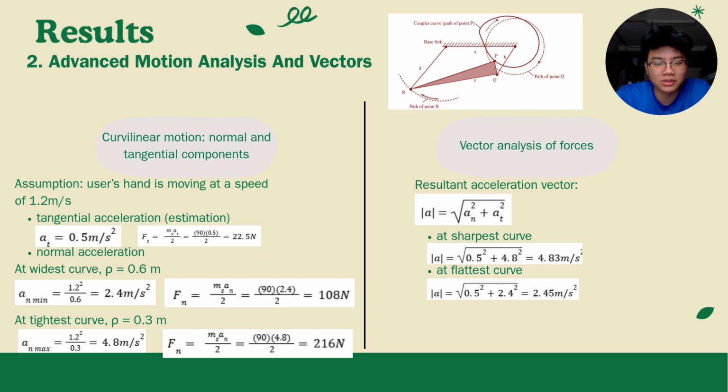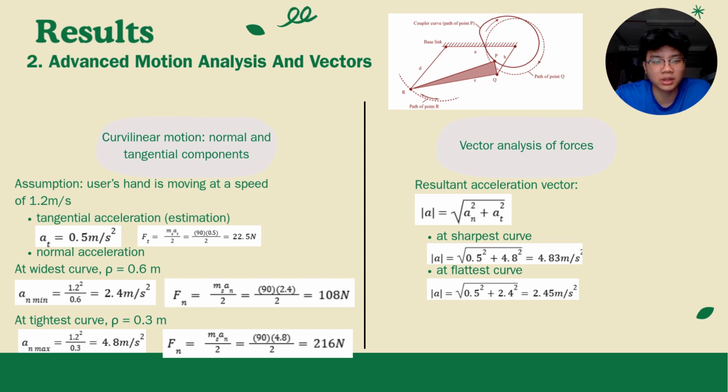So for the tangential force, for one arm is 22.5 newtons, whereas for the normal force, we have minimum and maximum curvatures. For minimum curvature, we have 108 newtons per arm, and for maximum curvature, we have 216 newtons per arm. Whereas for vector analysis, the hand's velocity vector will always be tangent to the curve, and the acceleration vector splits into tangential and normal components.